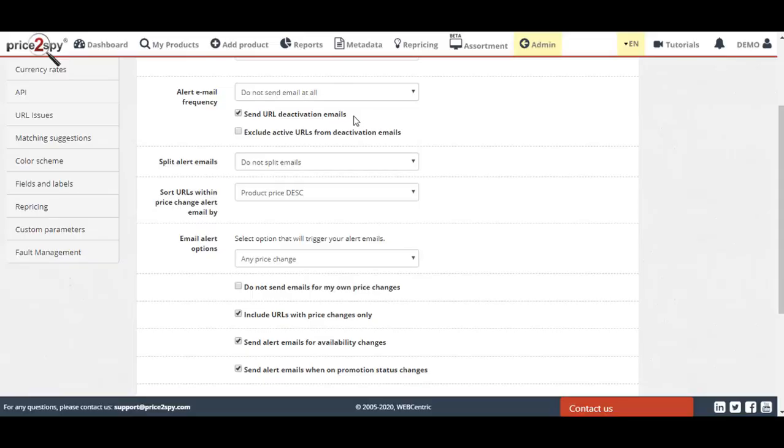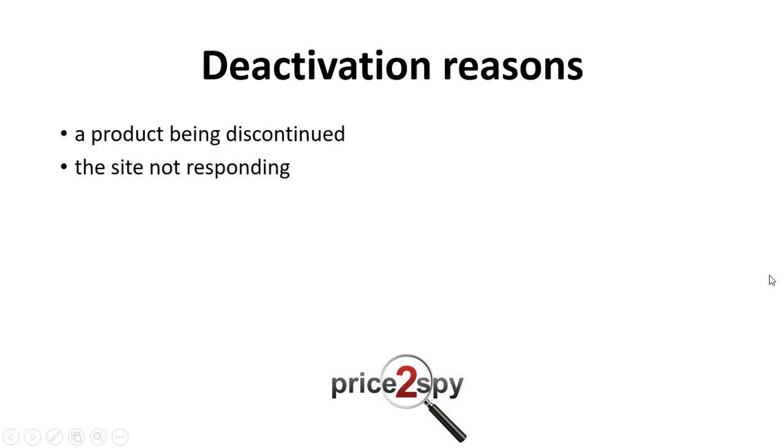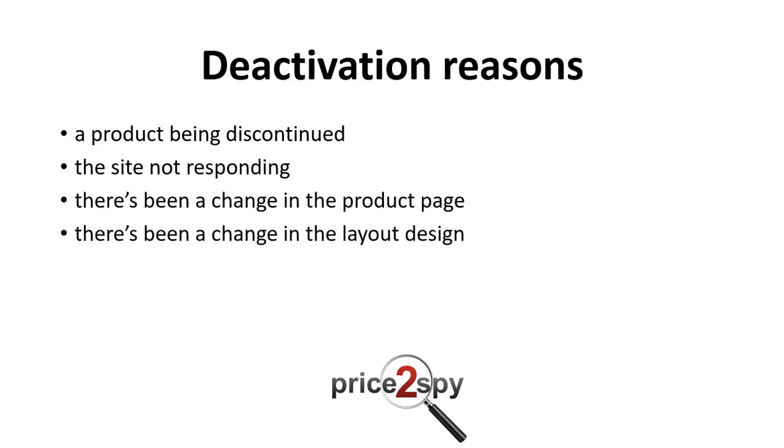You can choose not to see other competitor active URLs in the email by checking the box, in case this info is not relevant to you. These deactivations can happen for a number of reasons, for example, a product being discontinued, the site not responding, or there's been a change in the product page or layout design.